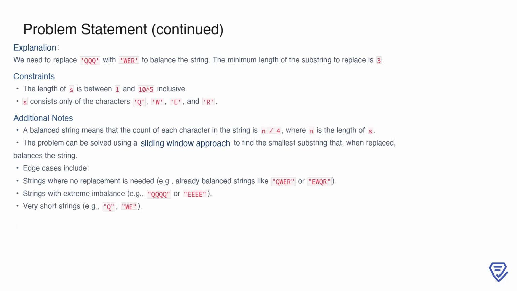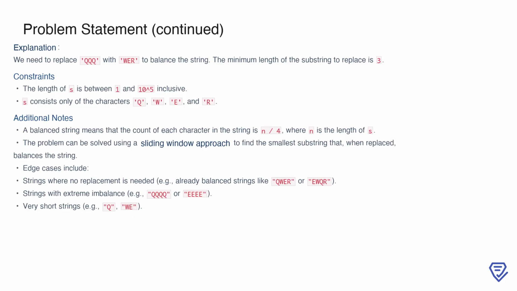Finally, we should note the constraints and additional considerations for solving this problem. The length of the string s can be as large as 100,000, and it consists only of the characters Q, W, E, and R. A balanced string is defined as having each character appear exactly n/4 times, where n is the length of the string.